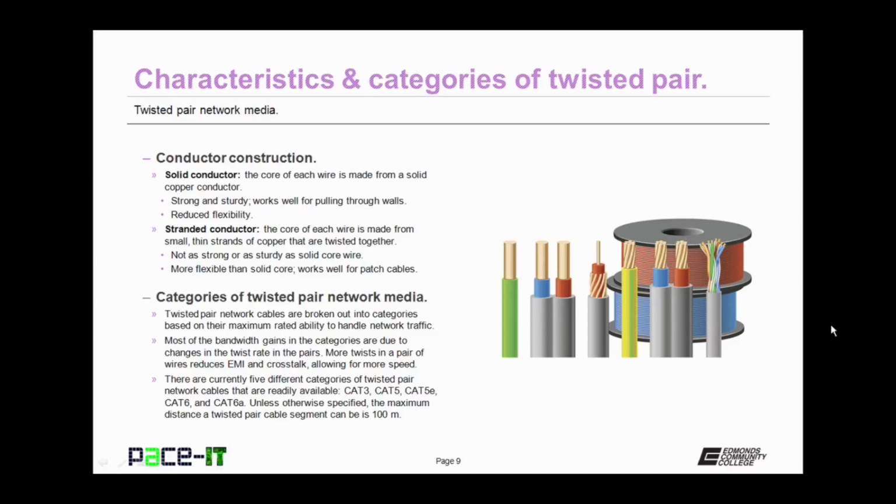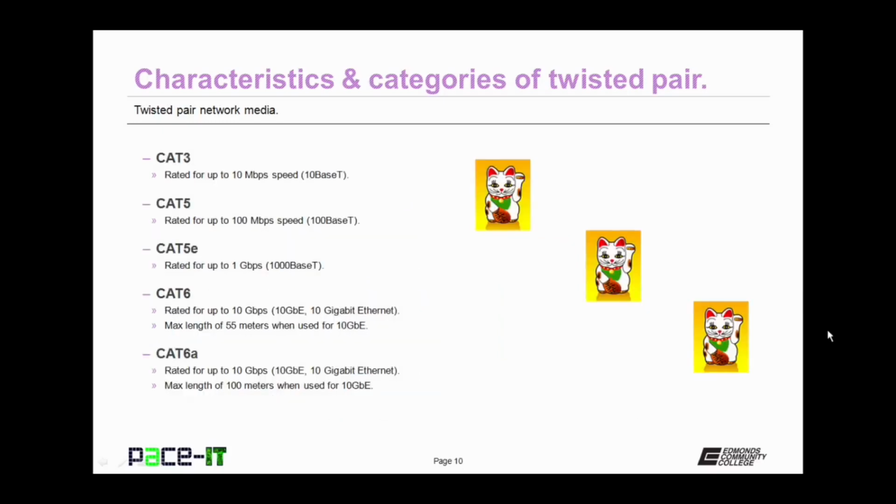Now let's move on to those categories of cables in a little bit more depth. And we begin with Cat3. Now this is rated for up to 10 megabits per second in speed. That's 10BASE-T networking. It's not really used in the local area network anymore, but it is still used for running telephone lines. Cat3 was replaced by Cat5, which is rated for up to 100 megabits per second in speed. That's 100BASE-T networking.